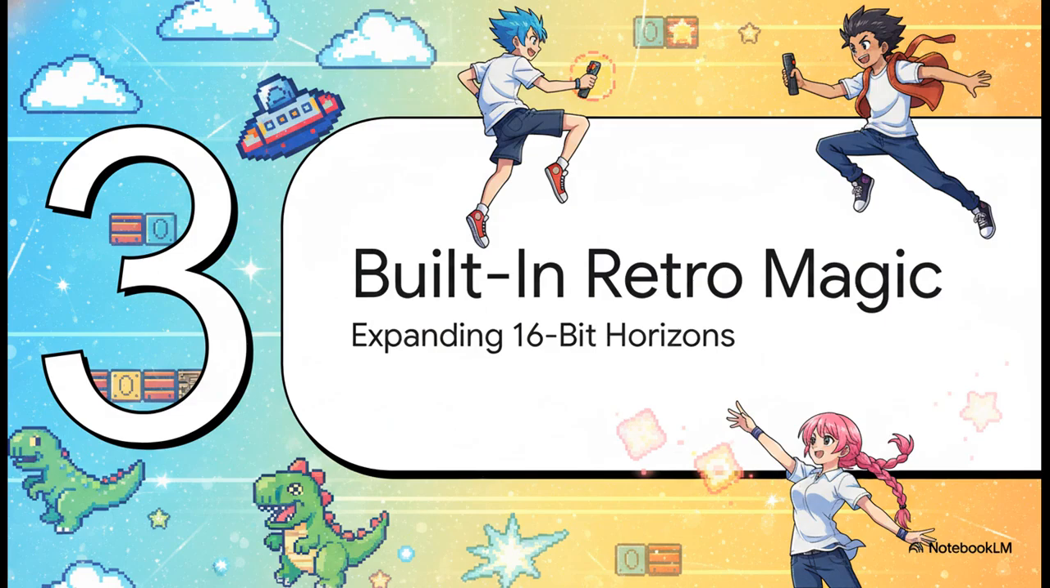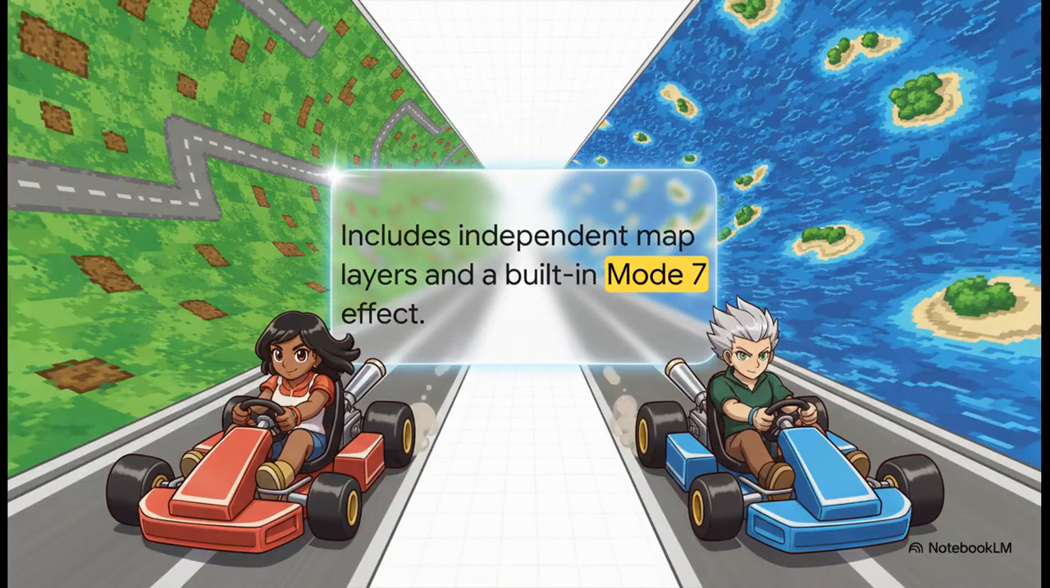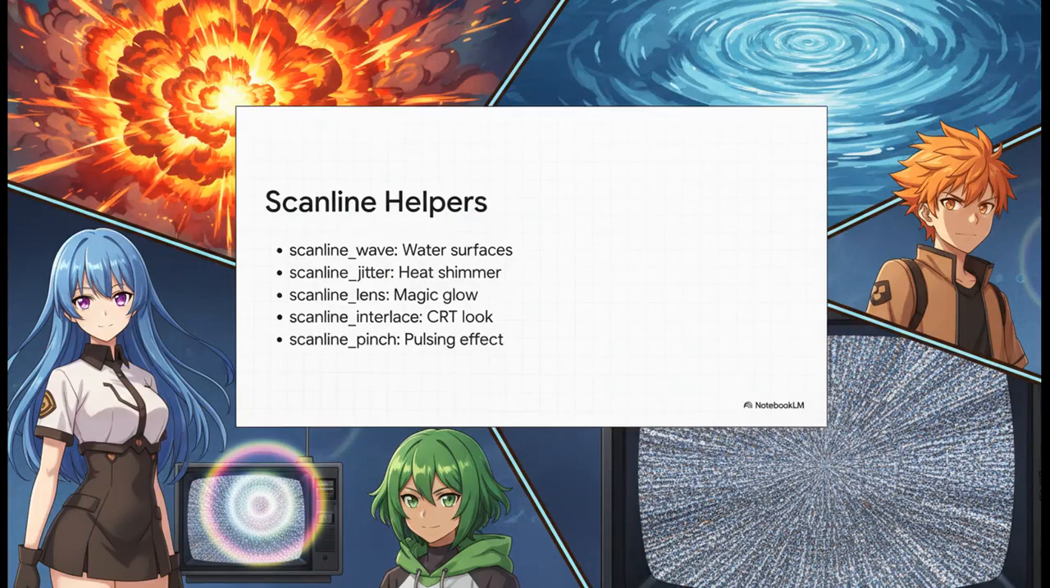Section 3. Built-in retro visual magic, expanding the 16-bit horizon. If you spent your childhood playing Super Mario Kart or F-Zero, you are gonna immediately recognize this. The py-16 includes 4 independent map layers, just like the Super Nintendo's background planes. But the real kicker is the built-in Mode 7 effect. It projects your 2D tile maps right onto a perspective distorted ground plane that realistically fades out into the distance. It's pure magic.